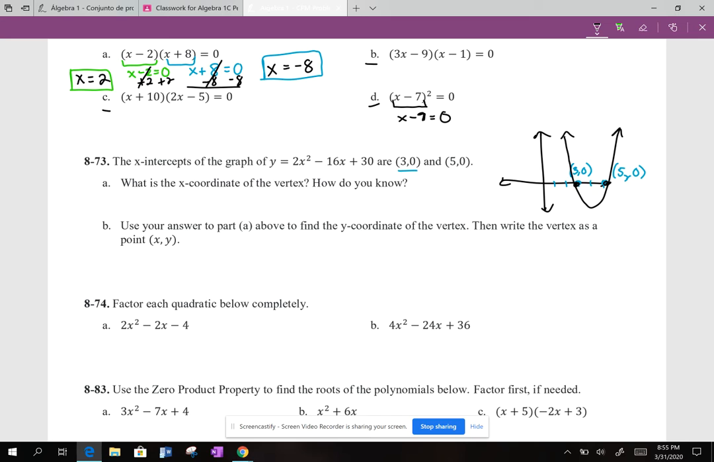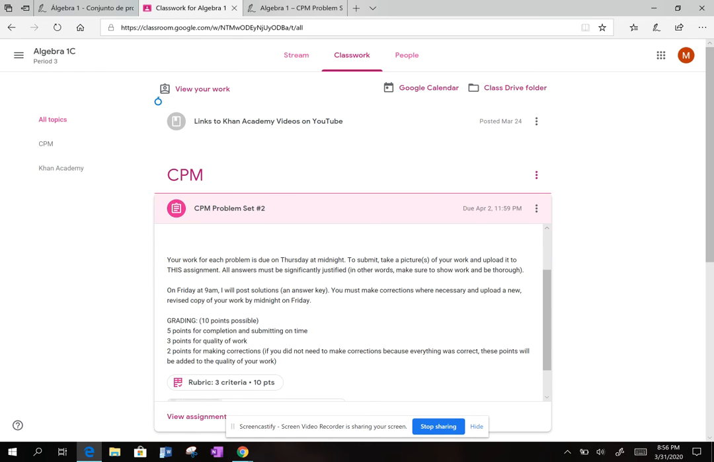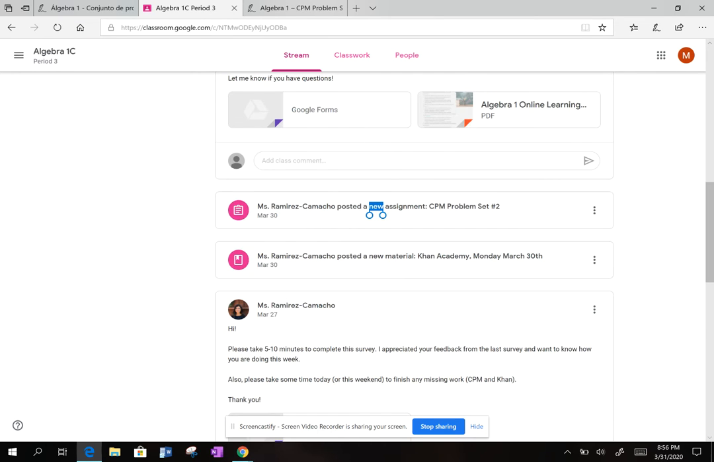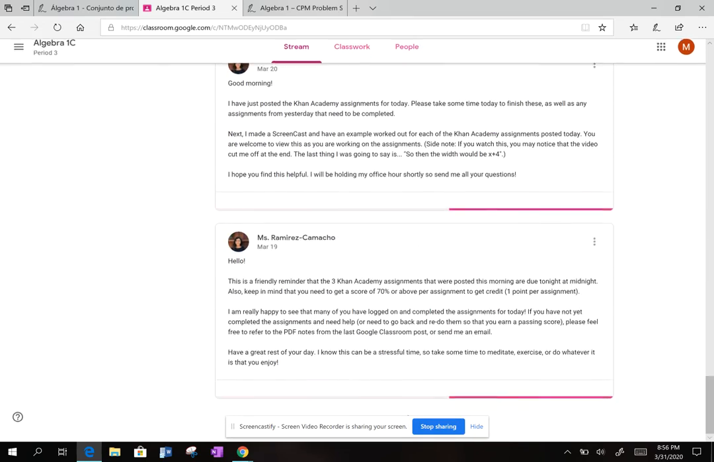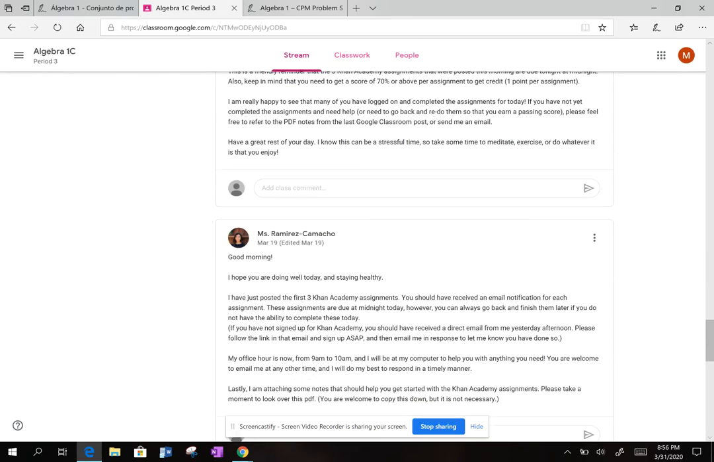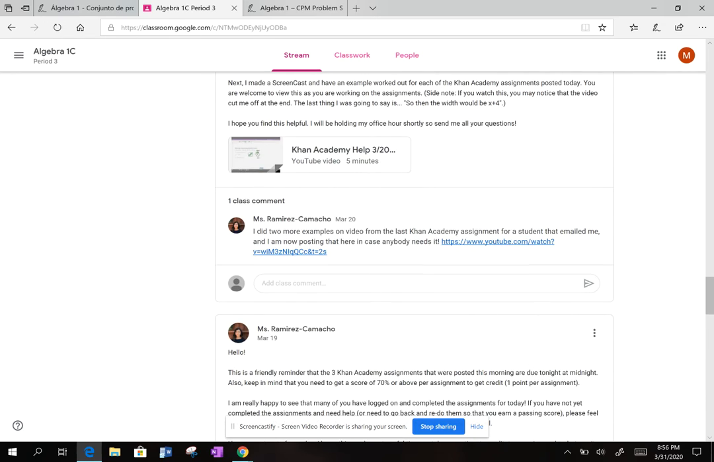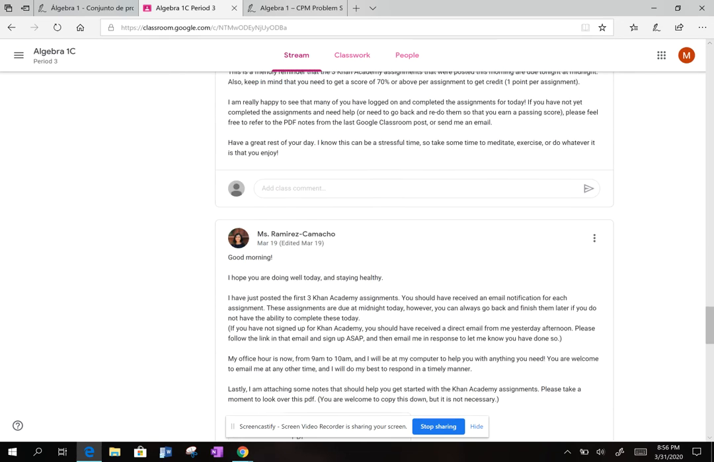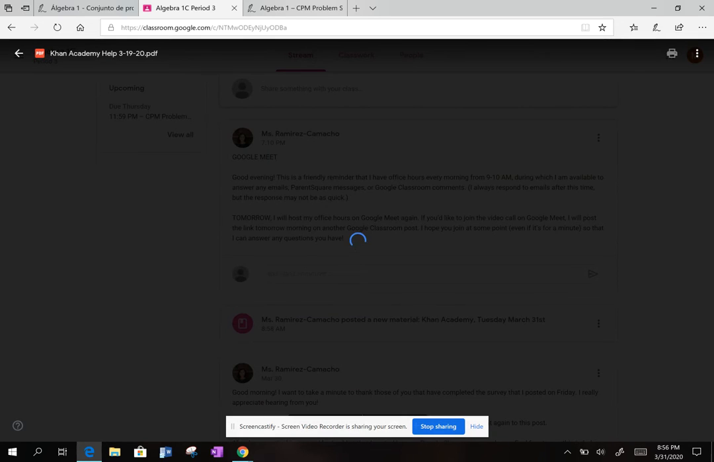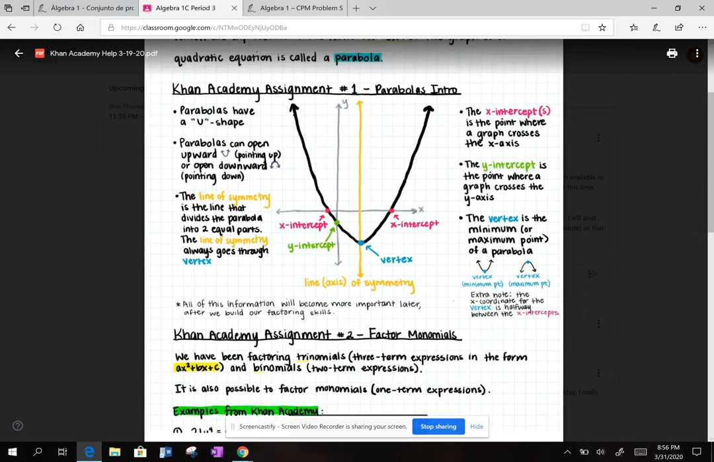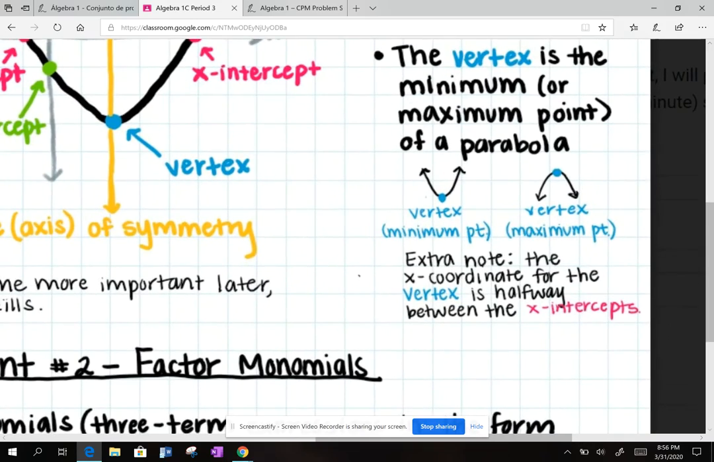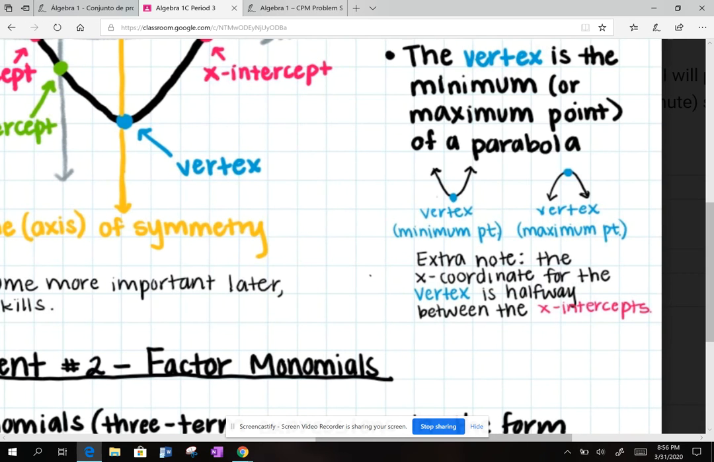I don't have a table of values that I can plot perfectly, but what I can figure out is the x-coordinate of the vertex. If you look back at these parabola notes from very early on, they also showed up in one of the videos for this week. Give me a second to find it. There it is. Extra note: the x-coordinate for the vertex is halfway between the x-intercepts.